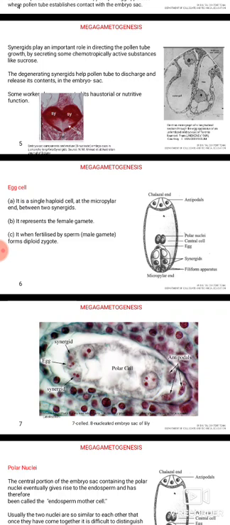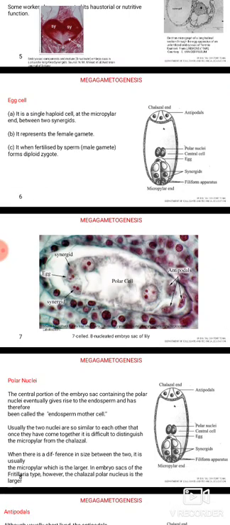And some workers say that they act as haustoria or are nutritive in function. Egg cell. It is a single haploid cell at the micropylar end, present between the two synergids. It represents the female gamete. It gets fertilized by the sperm to form a diploid zygote.